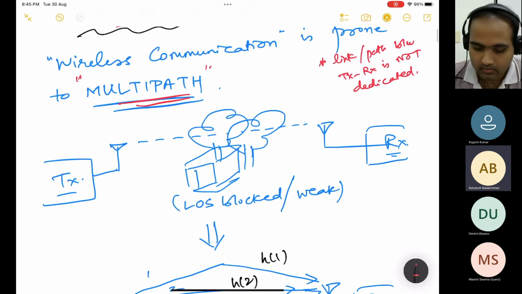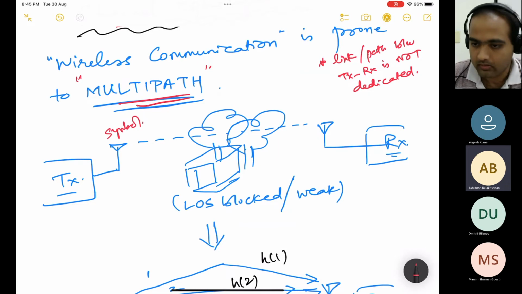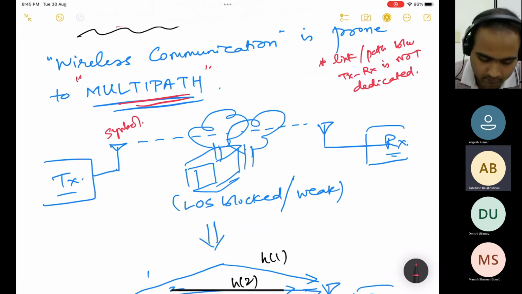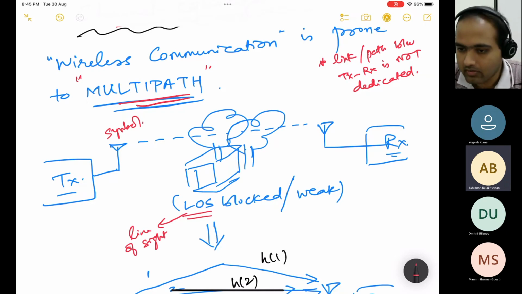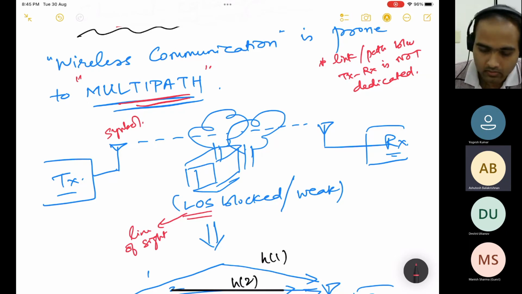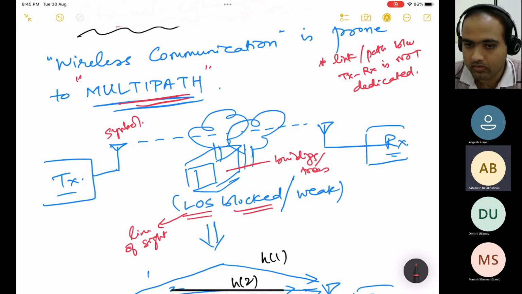So what is multipath? Say you are transmitting some symbol, and what you are trying to transmit is the line of sight communication. LOS is our line of sight communication, and this line of sight communication is blocked. It can be blocked due to, say, buildings in an outdoor environment, or some trees. So the line of sight is blocked or partially blocked, and the signal is weak.